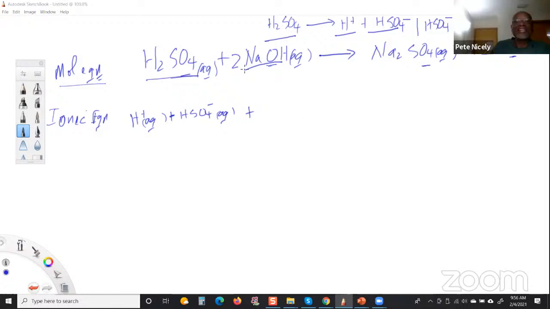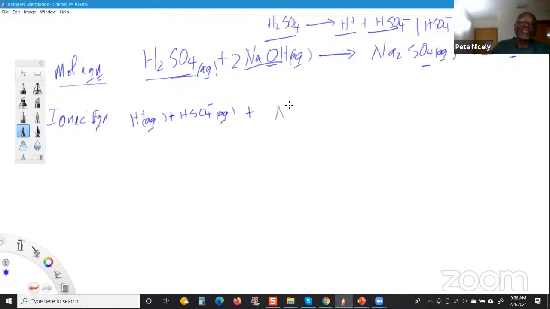Okay, so in the case of sodium hydroxide, when it dissociates, it forms Na+ aqueous, which is the sodium ion, and the hydroxide ion, aqueous. However, you have to keep in mind that you have a 2 here. That 2 affects all of the ions, so you have to place a coefficient of 2 here, and a coefficient of 2 here. That's what happens in the dissociation of sodium hydroxide.